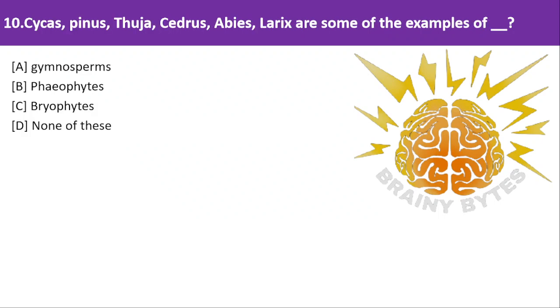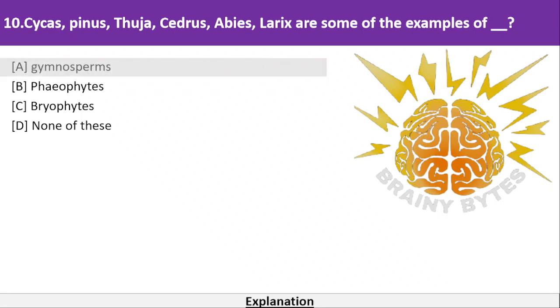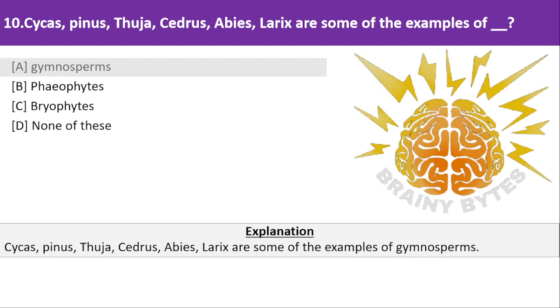Question number 10. Cycas, Pinus, Thuja, Cedrus, Abies, Larix are some examples of: options are gymnosperm, phaeophytes, bryophytes, none of these. The correct option is gymnosperm. So, Cycas, Pinus, Thuja, Cedrus, Abies, Larix are examples of gymnosperms.